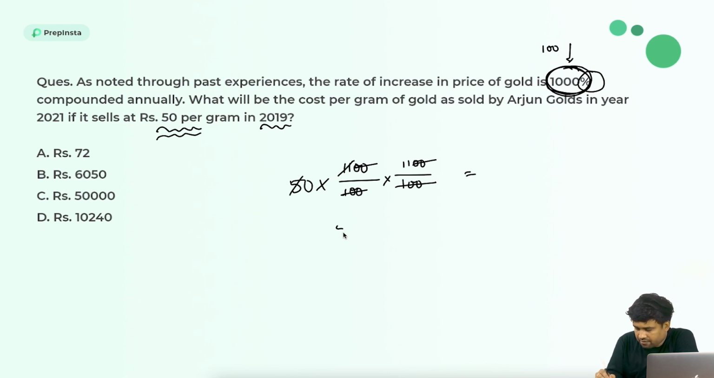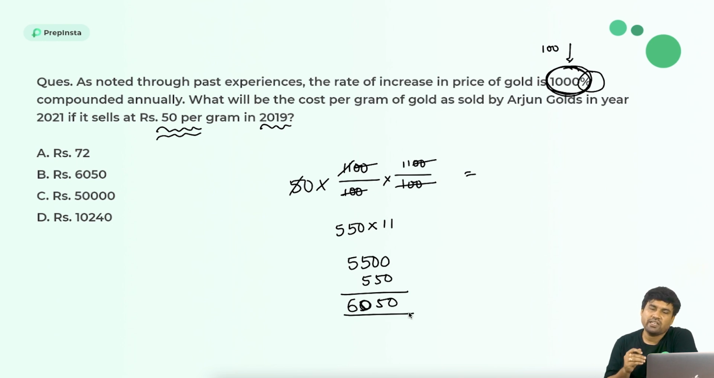11 into 5, 550 into 11. 11 times 55 is how much? 550. 10 times is 1 0 extra. 1 time is you have to add 550 again. So answer is 6050. So the present value of the gold per gram is 6050 rupees in 2021.